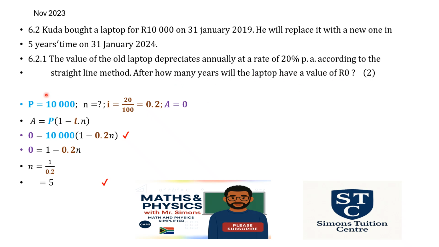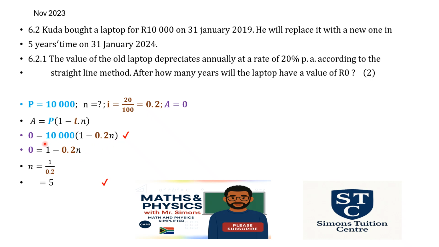So P: he bought the laptop, it was worth 10,000. His interest is 20%, so that's 20 over 100, which becomes 0.2. His accrued value, or the value of the computer after the time period, is 0. We're looking for n. So we substitute: A is 0, P is 10,000, 1 minus my i, which is 0.2, times n. 0 divided by 10,000 stays 0, leaving me with 1 minus 0.2n.